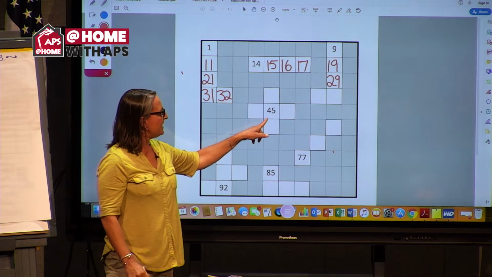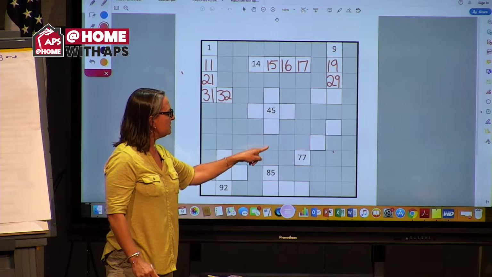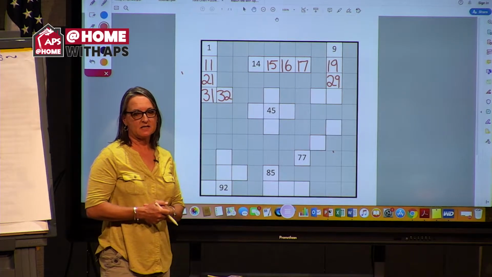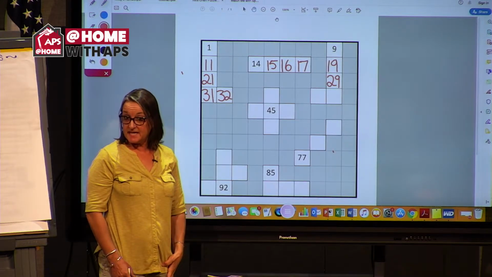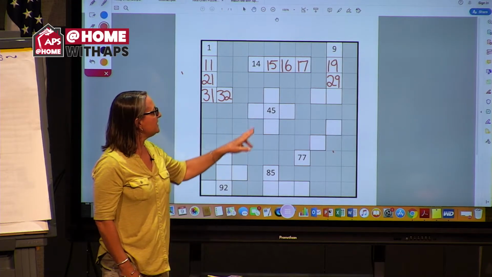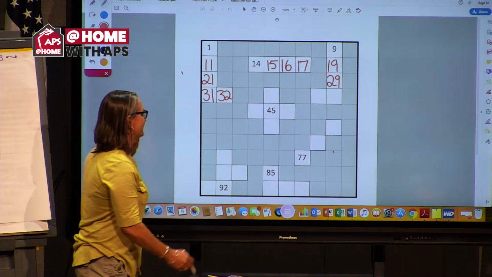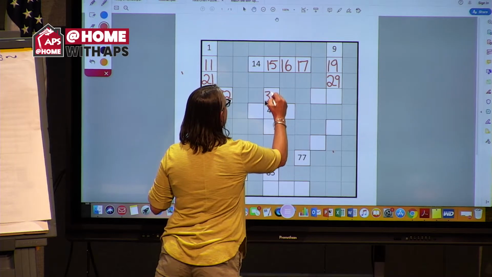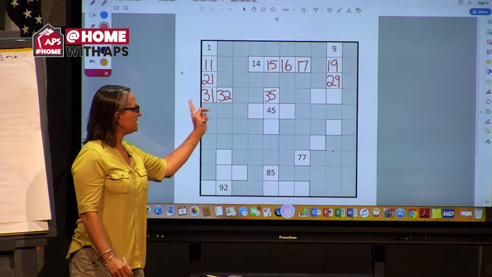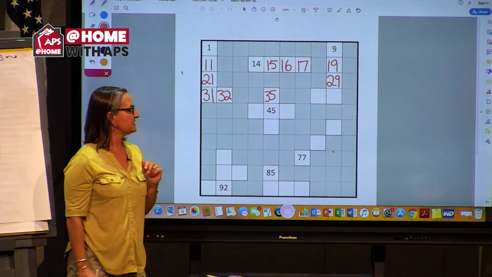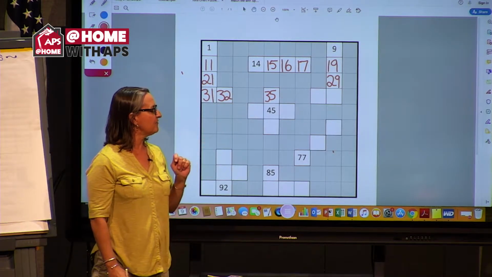We've got a 45 down here, and we know that when we jump down a row, we're adding 10. But what if we jump back up a row? Then we're taking 10 away. So what is 10 less than 45? That's right, it's 35. We have a good idea that we're right because this row has all 30s in it so far. And we could count 32, 33, 34, 35.